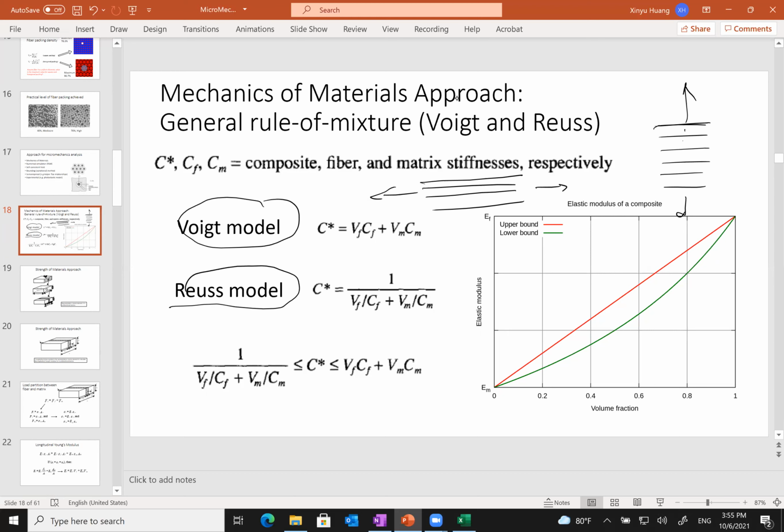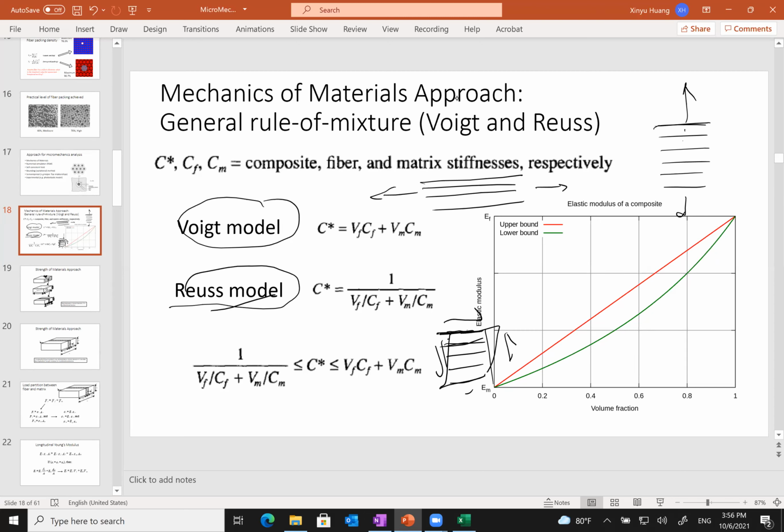Same thing happens when you calculate in-plane shear. When you have a shear situation like this, what happens? They each one of them shear. They're in series, so the shears add up. So that's also the Reuss model.